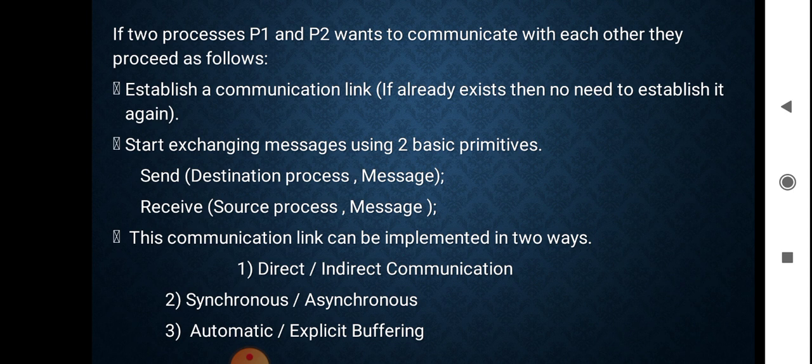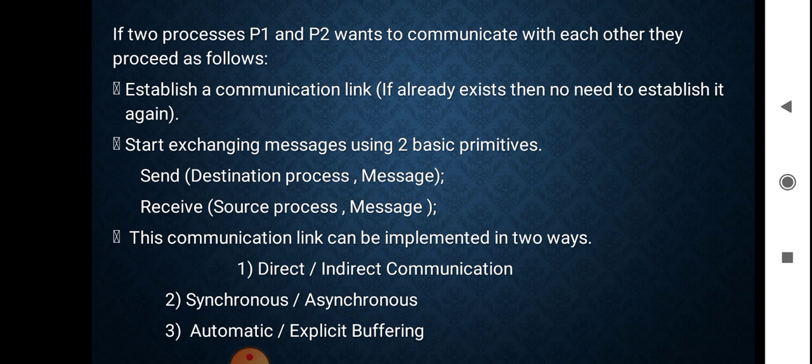The important thing to remember in the message passing model is that when two processes want to communicate with each other, there is no need for any shared memory. We just need the communication link. If a communication link already exists, there is no need to establish it. Then how is the communication link established? By using these send and receive primitives.